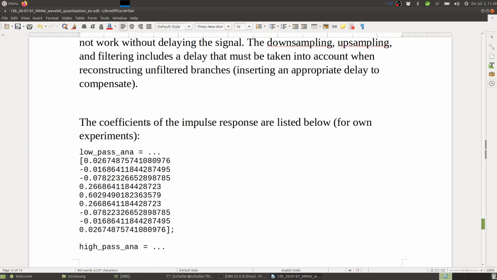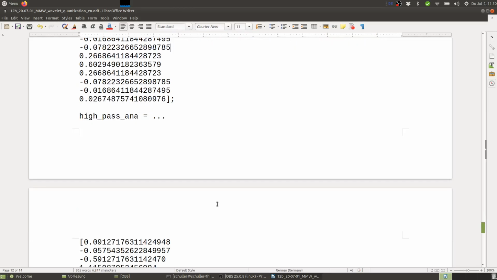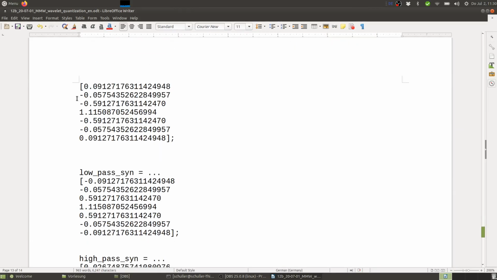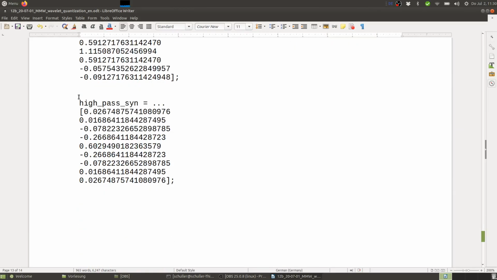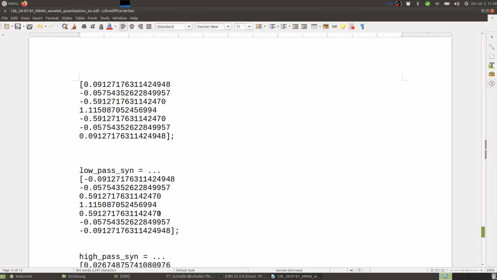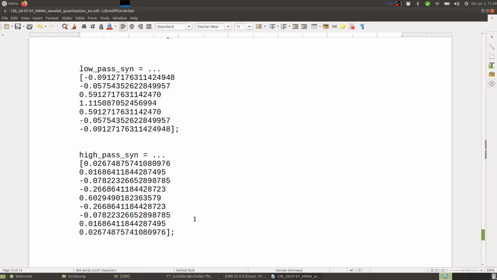Yeah, so here are the coefficients listed numerically, basically for copy and paste for your own experiments. So here you can say copy and then paste it in your Python code. Here's the high pass analysis filter. Here's the low pass. Here's the low pass synthesis, and here's the high pass synthesis.